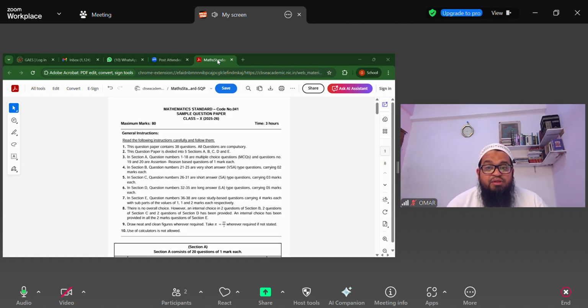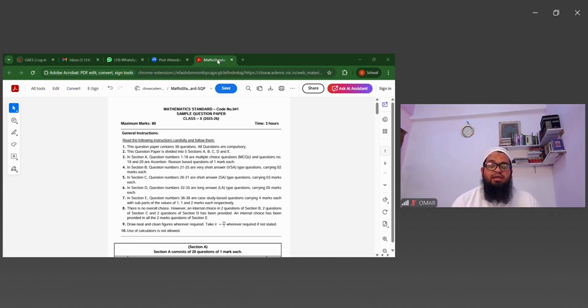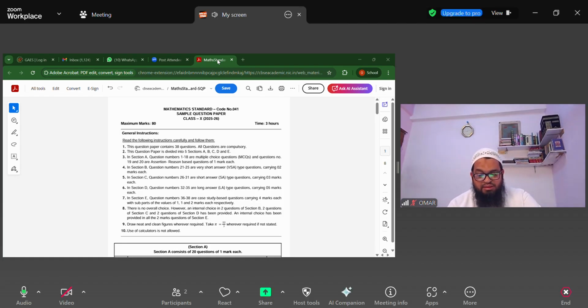In the maths standard sample question paper, you would have heard that there is a change of pattern or something. There is no change of pattern. If you compare last year's sample question paper and this year's sample question paper, we can clearly see there is no change in the pattern of the question paper. Understood? But one thing is there, that in this year's question paper they are giving more importance to competency based questions.